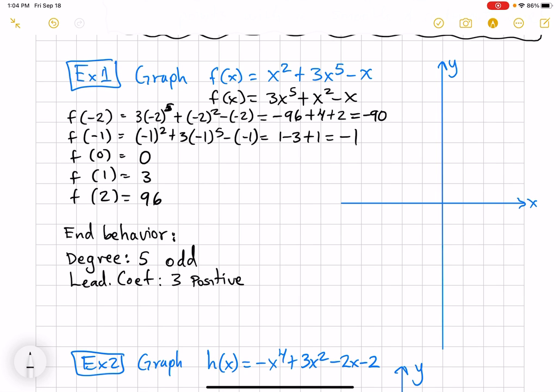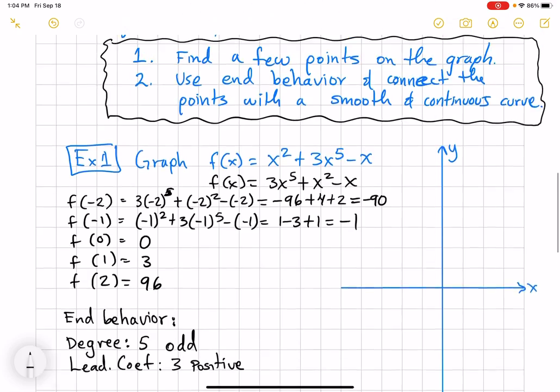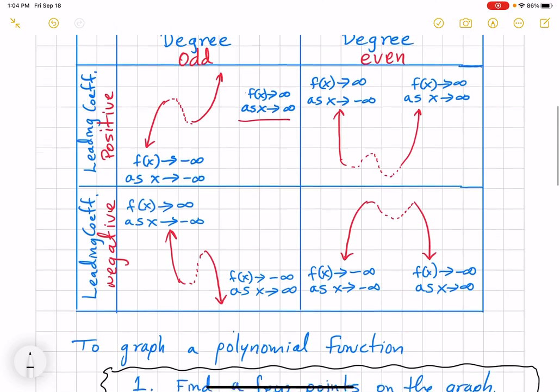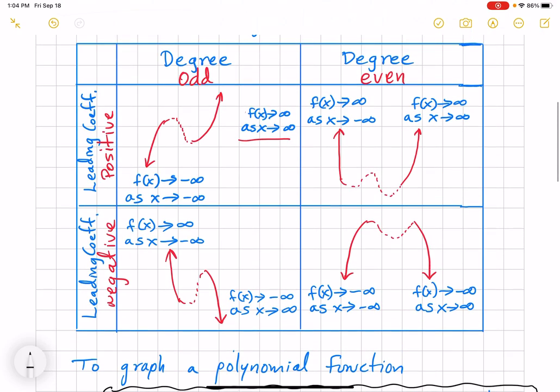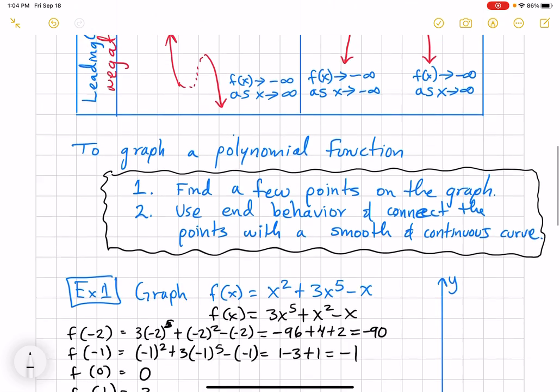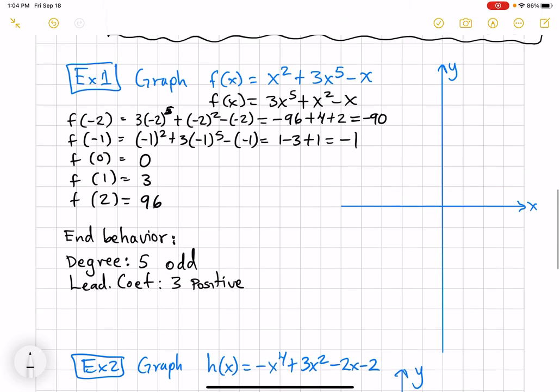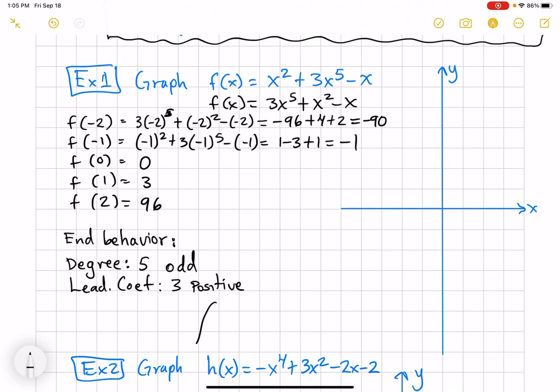So looking back at the previous chart that we drew, because the degree is odd and the leading coefficient is positive, that means this is the kind of behavior that we're going to be expecting to see on that graph. So we know that the behavior is this way, something like that. And so let's go ahead and plot some of the points.